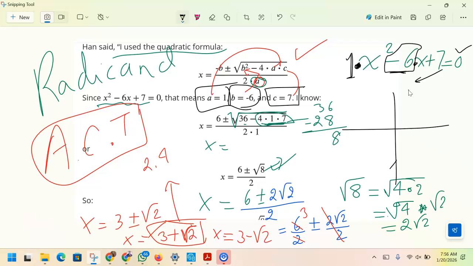It means one of the answers, this 2.4, will be 1, 2, 3, somewhere here. This is the point where it crosses. It crosses at 7 also on the y-axis. We need to know what is the other one. And you can see this is 3 minus root 2.